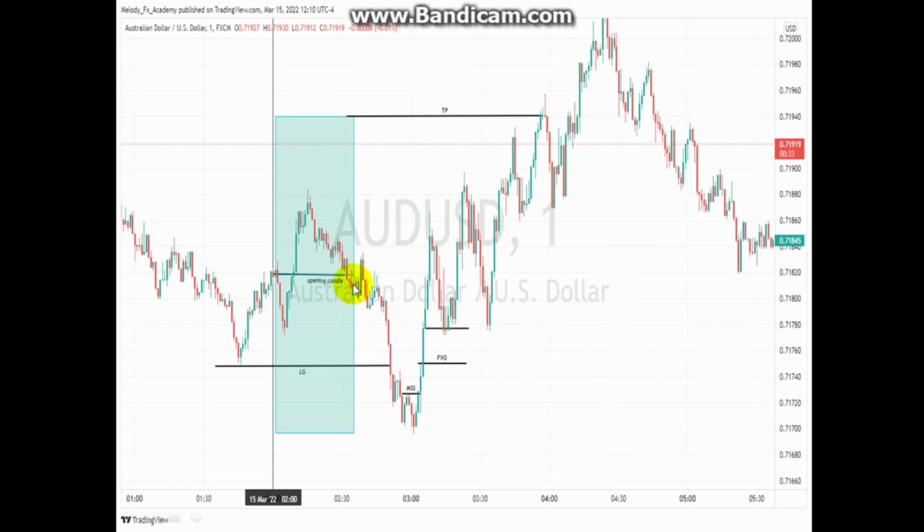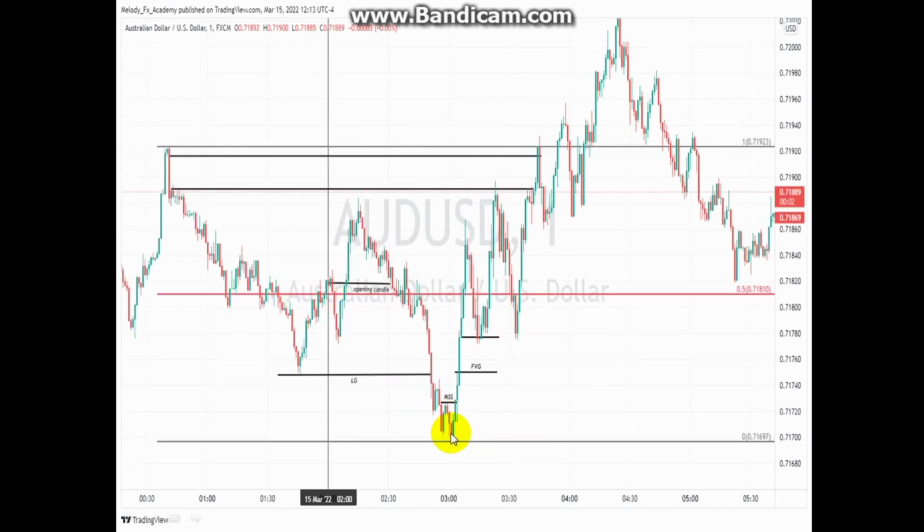This was what I used for my entry, and for my TP, I measured the range downwards, projected it upwards, and I got out right there. This is about 168 pips. I got 168 pips here for my first trade of the session on Australian USD.